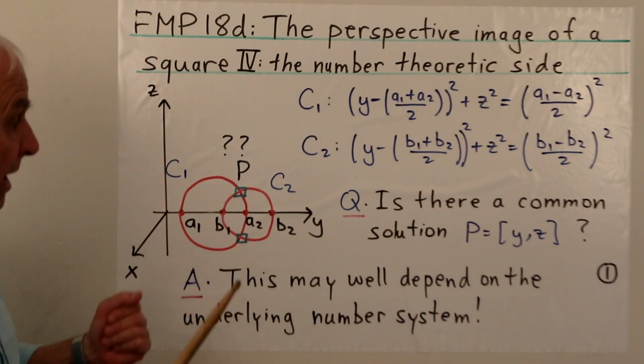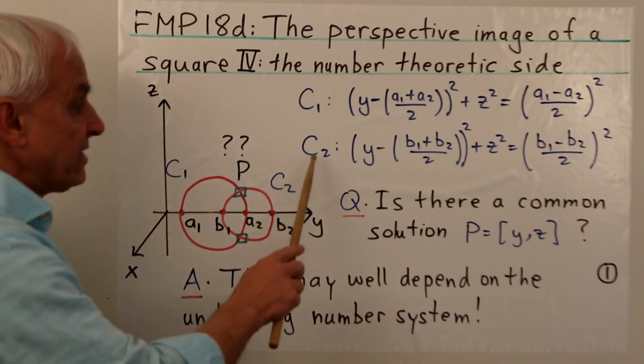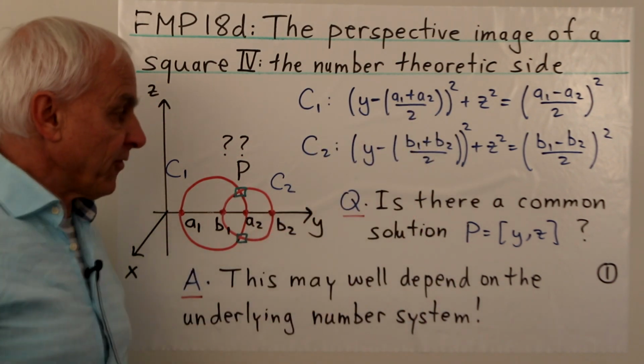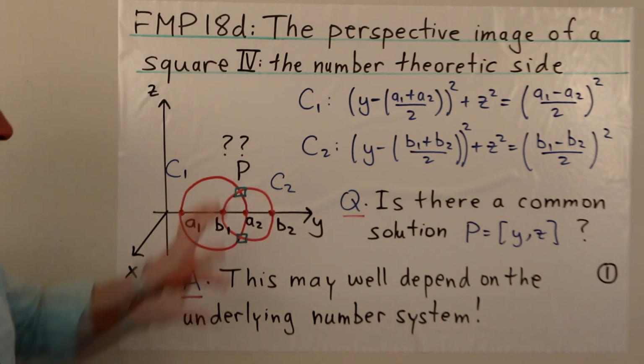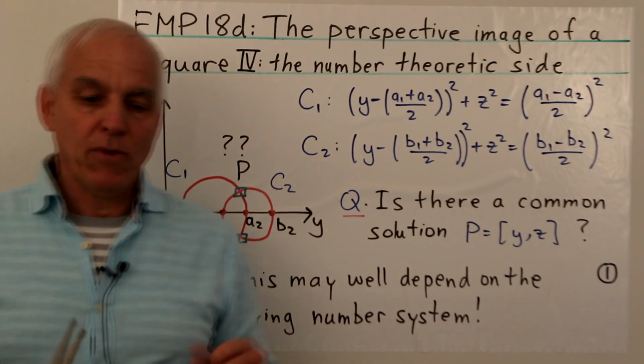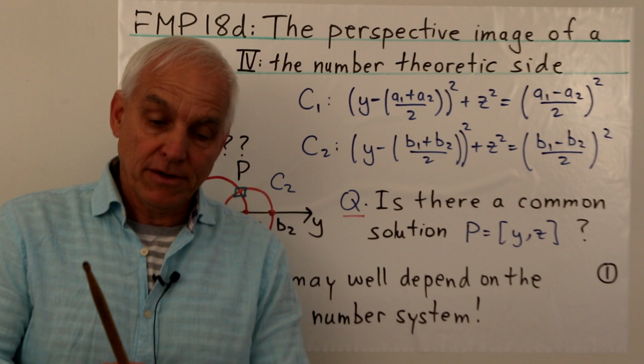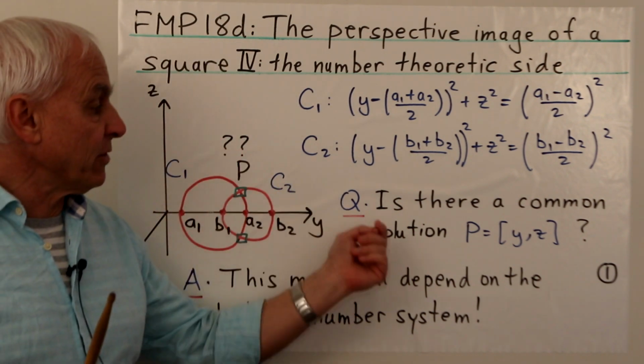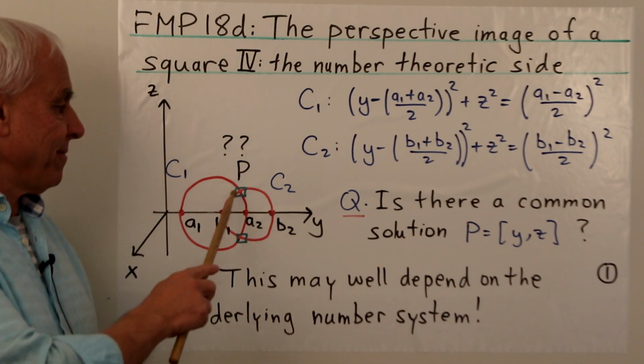And in an exactly parallel way, C2 is going to have a similar equation with the A's replaced with the B's. So now it's a purely algebraic issue. We have these two quadratic equations representing these two circles, and we want to know, is there a common solution P?